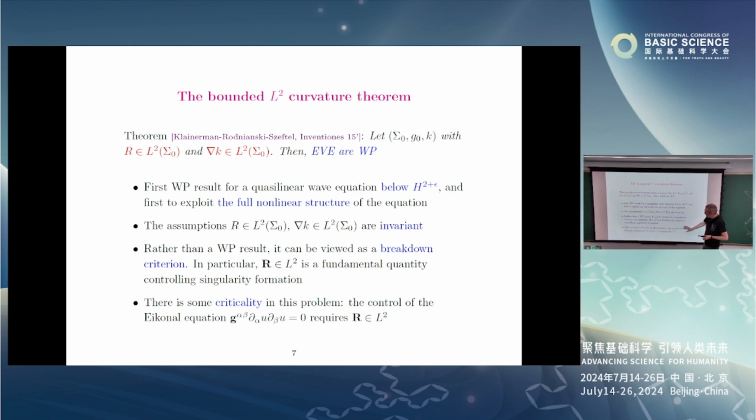The criticality can be seen at the level of trying to control solutions of the eikonal equation. In other words, the scalar functions u that satisfy on your space-time g^{αβ} ∂_α u ∂_β u = 0. So here, for controlling this equation, I claim that it is necessary to have the curvature tensor in L2, and I'll come back to this later.